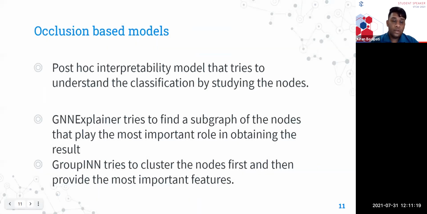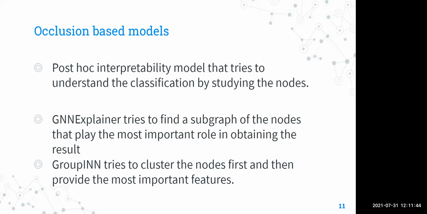The occultation-based interpretability models are post-hoc interpretability models that try to understand the classification by studying the node features and its surroundings. These models generally provide independence over the deep learning models that is used to generate the embeddings and can be used for any sort of embedding that's generated. While the study into occultation-based models are limited, there are two techniques.